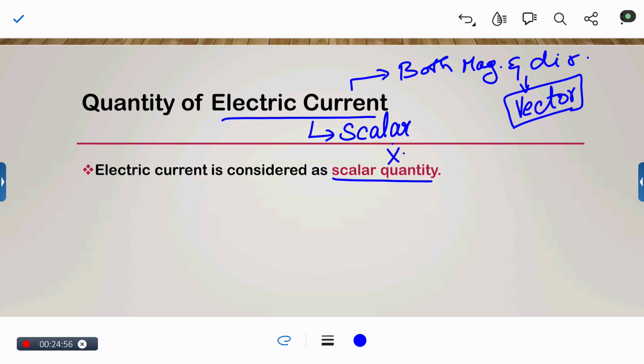This concept is not in class 10, but in one of the model exams they asked this question. What type of quantity is current? Current is a dash quantity. Current is a type of scalar quantity.